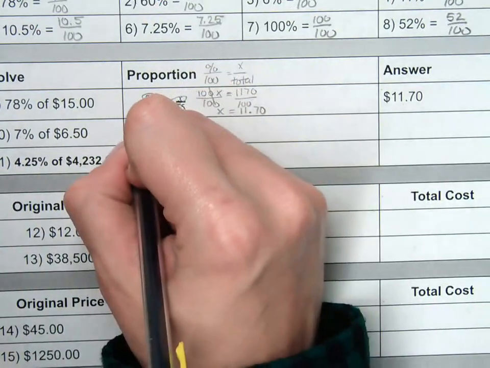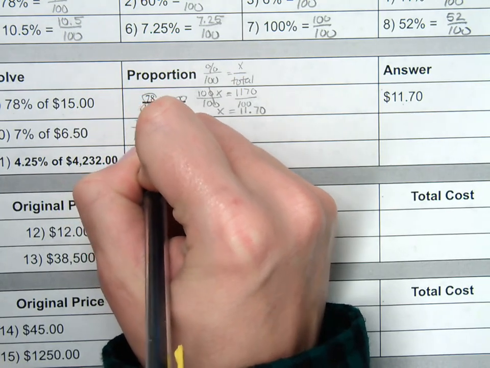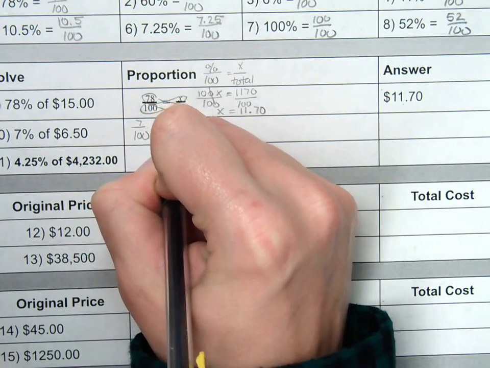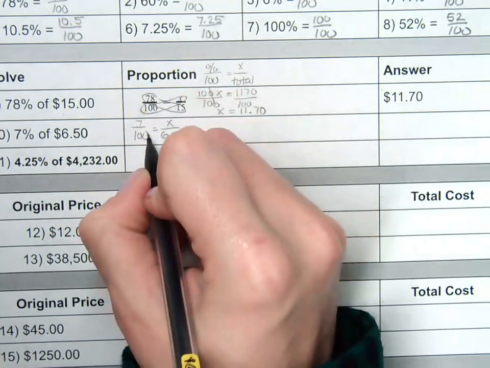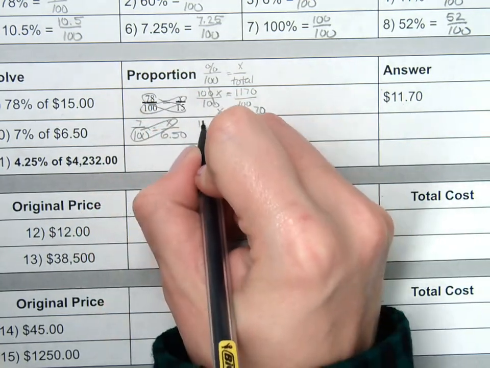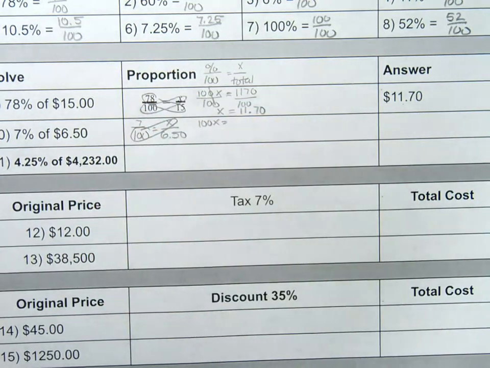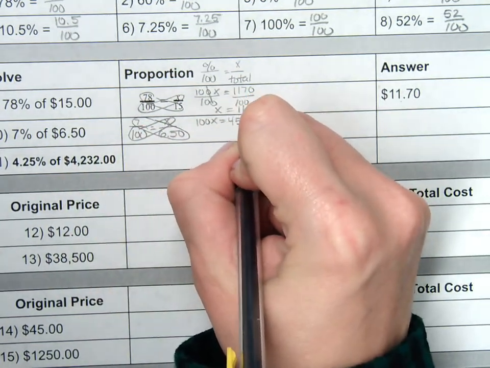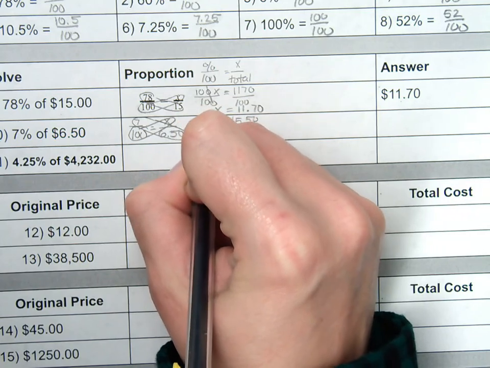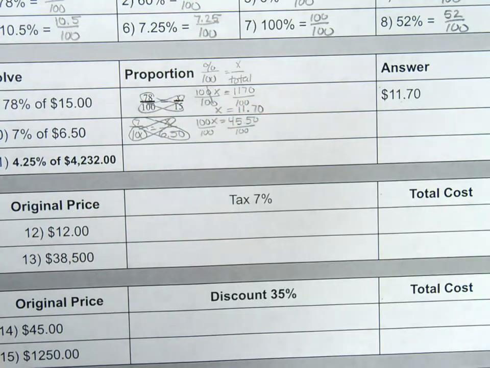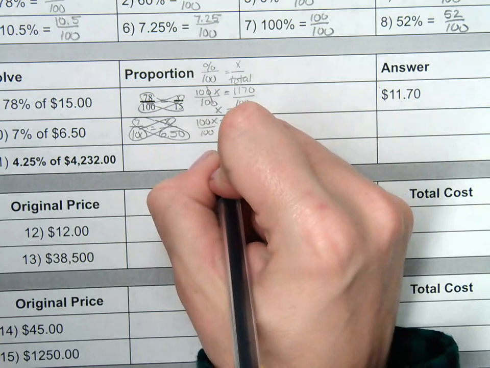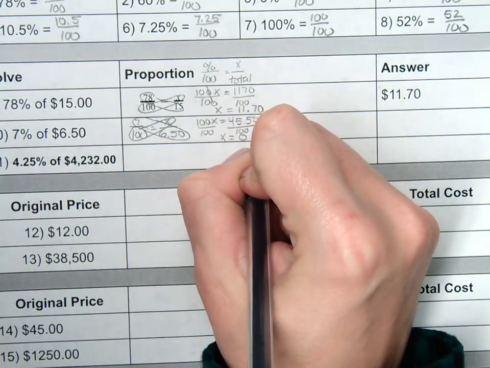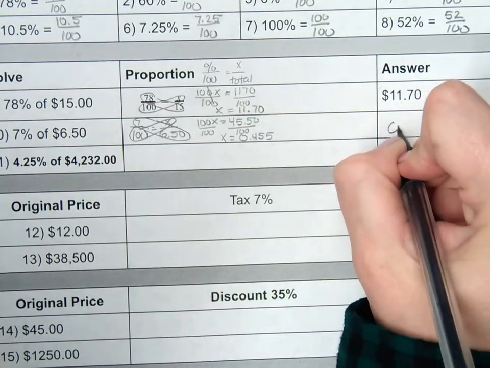So 7% of 650. We put our percent over 100 equals x over 6.50. Cross multiply. 100 times x is 100x. 7 times 650 is 4550. Divide both sides by 100. And we have x equals 0.455.